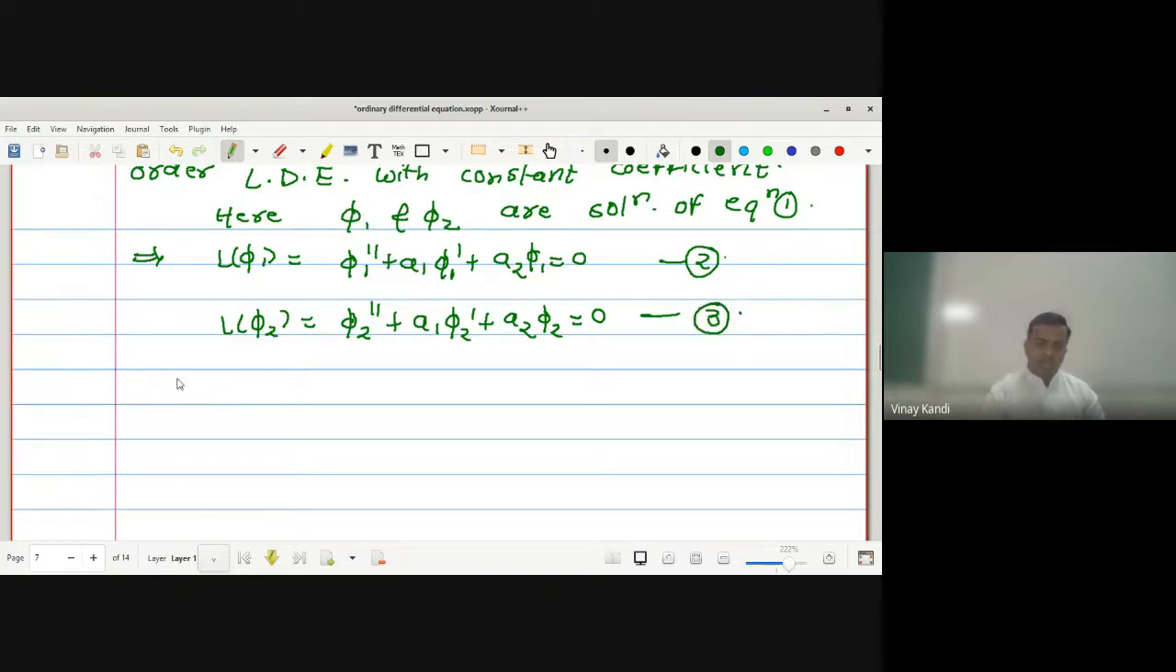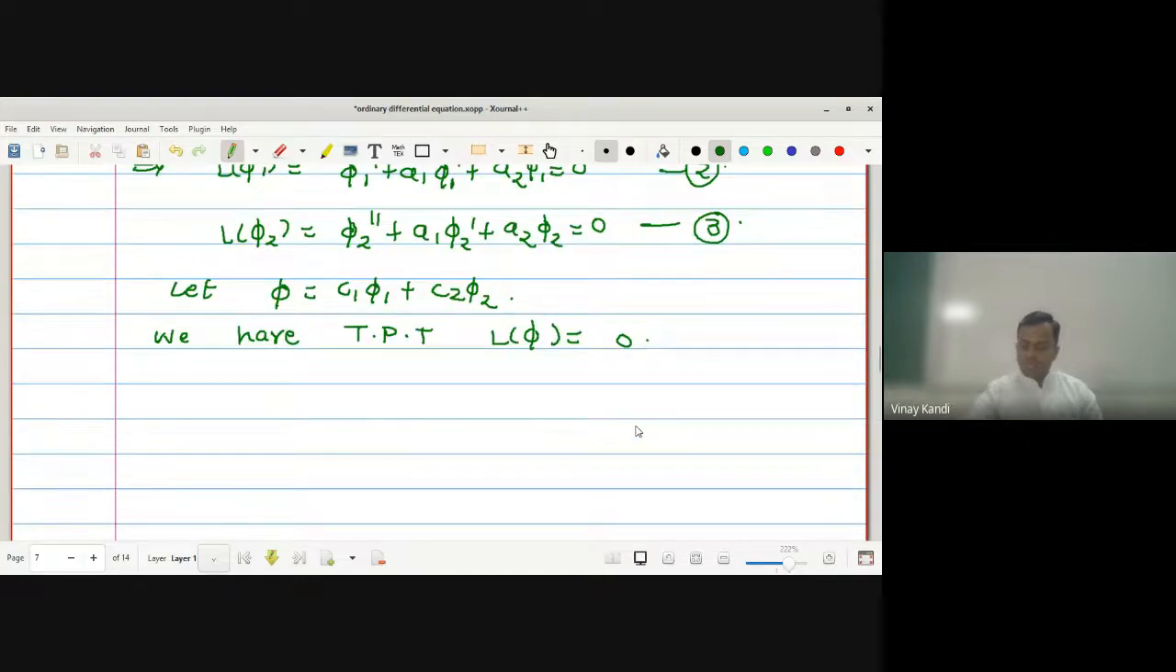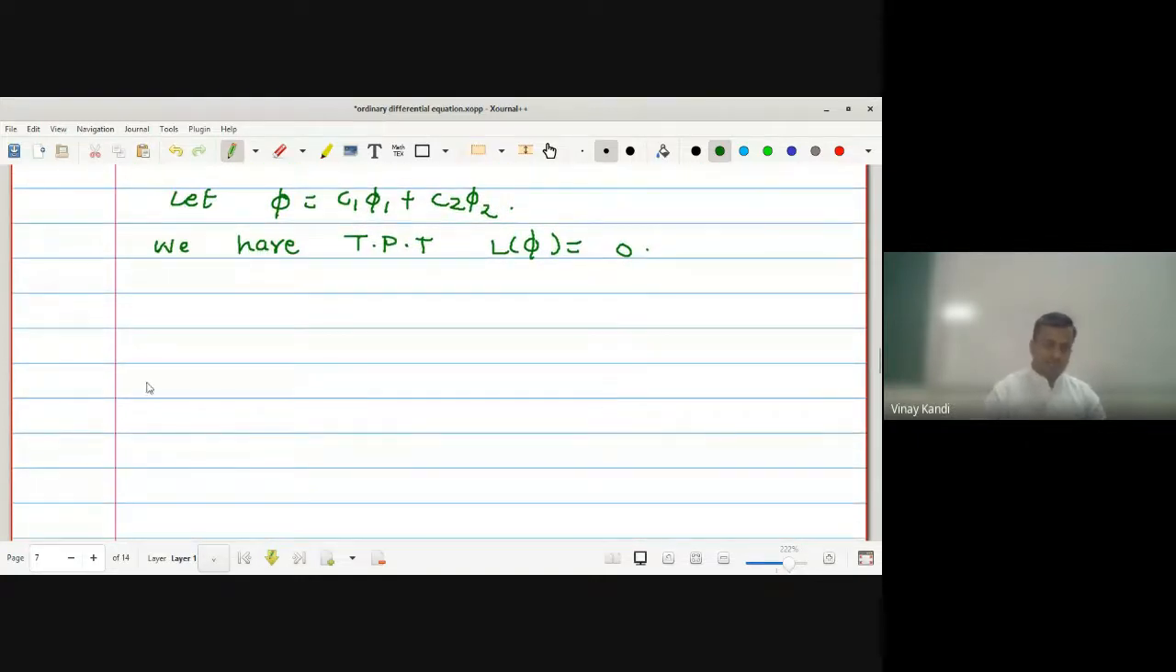Let phi be the linear combination of phi 1 and phi 2, which is nothing but c1 phi 1 plus c2 phi 2. We have to prove that L of phi is equal to 0. Now consider L of phi equals phi double dash plus a1 phi dash plus a2 phi.